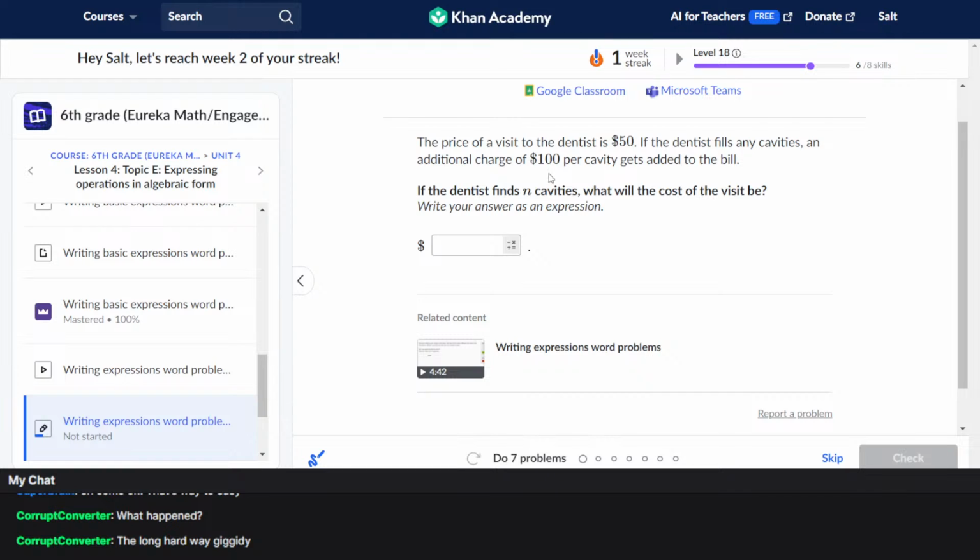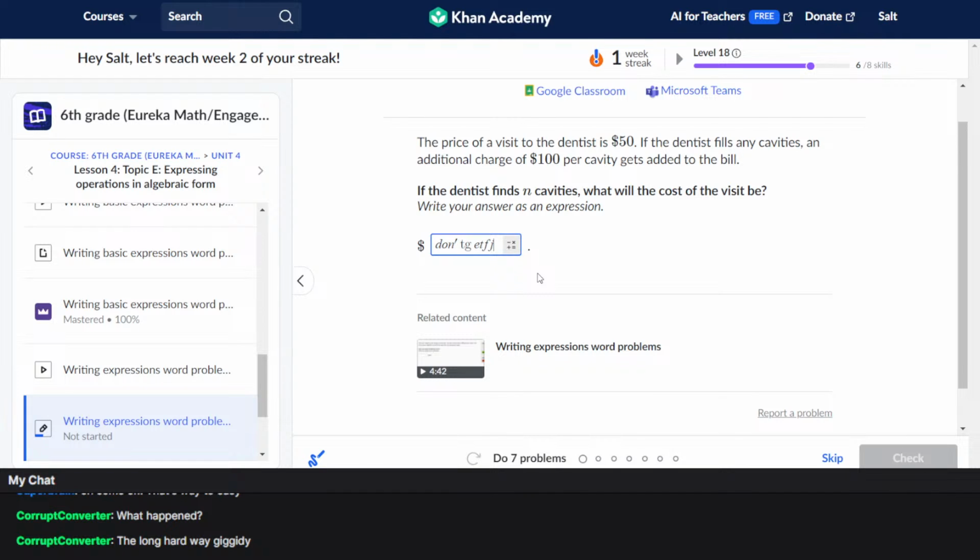Okay. Price of visit to the dentist is $50. I don't know how much a visit to the dentist normally costs. If the dentist fills any cavities, an additional charge of $100 per cavity gets added to the bill. So just don't get your cavities filled, is what I learned from this. Is that the answer? Don't get your cavities filled because you get charged an extra $100.